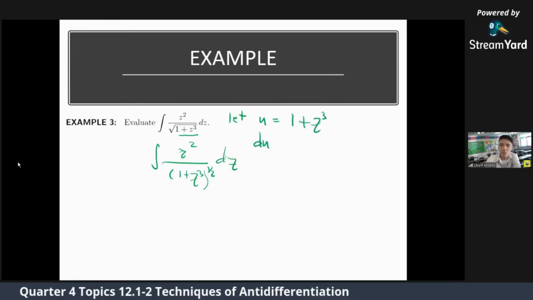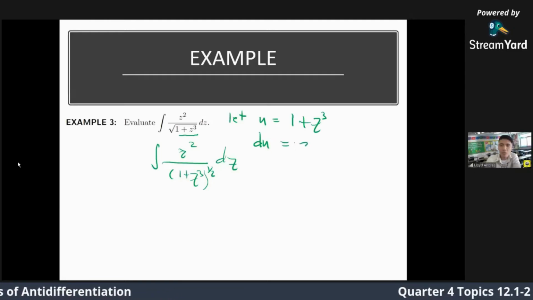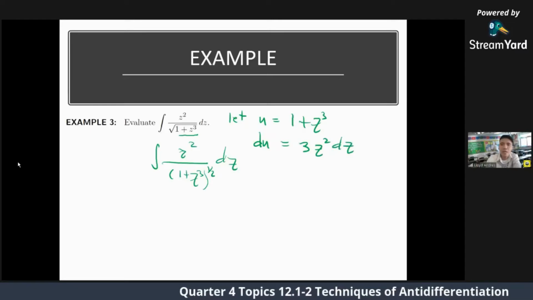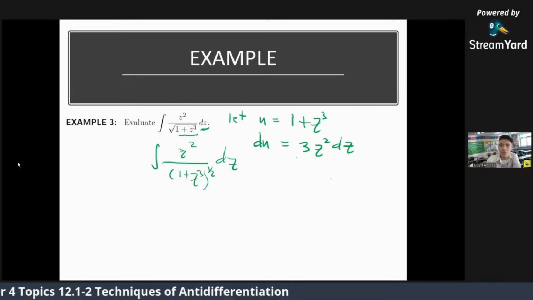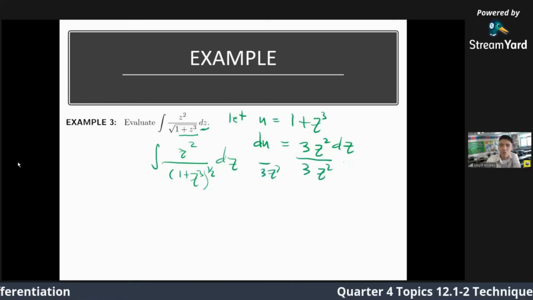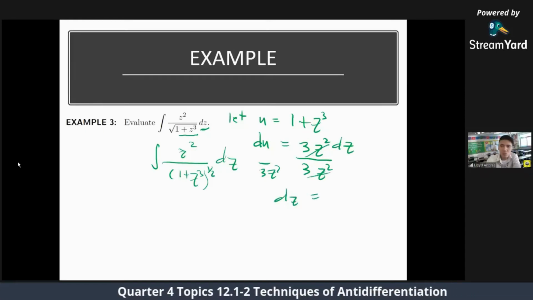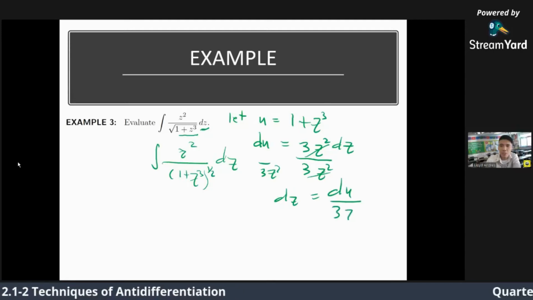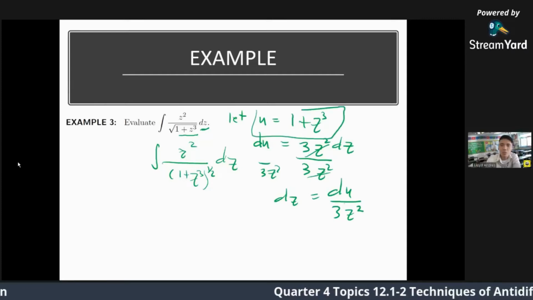It becomes du. Ang 1 is 0. Ang z cubed will be 3z squared. And don't forget dz. Then, isolate dz para mapulihan nato ang dz dire. So, isolating dz, we divide both sides by 3z squared. So, therefore, dz is equivalent to du over 3z squared.